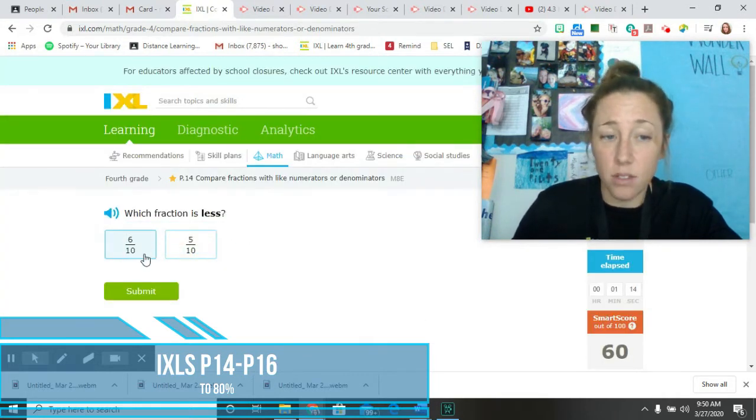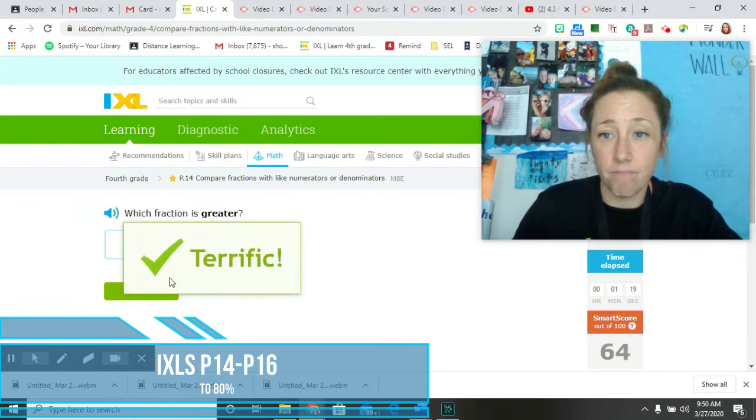This one's less. Denominators are the same again, so just look at the numerators. 5 is less than 6. Okay.